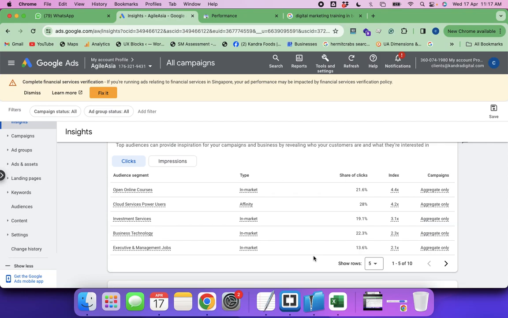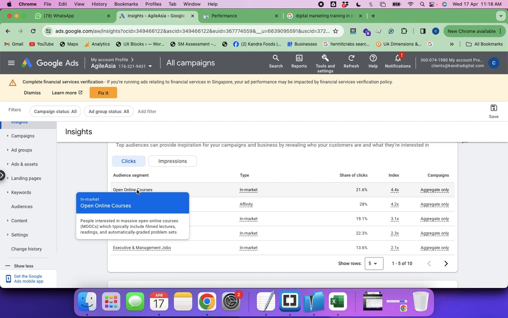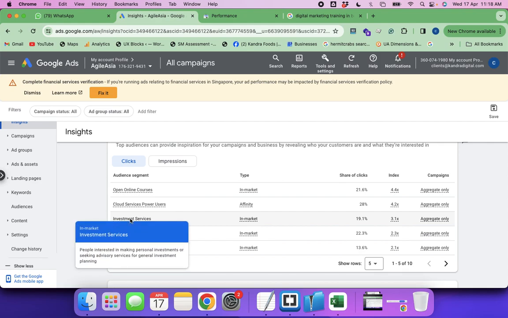Cloud services, power users. I don't know what this cloud services, power users is. People who are heavy users of cloud services or who subscribe to cloud service plans that offer online data storage or cloud computing. People interested in massive open online courses, which typically include filmed lectures, that is pre-recorded sessions, and automatically graded problem sets. So they are just defining what these people are. Investment services: people interested in making personal investments or seeking advisory services for general investment planning.